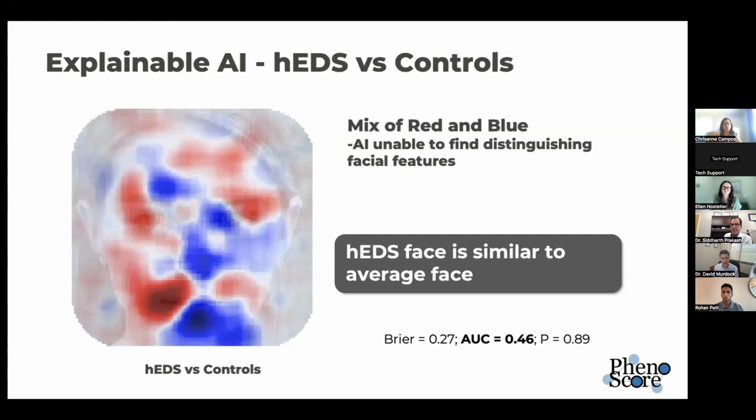And when we compare HEDS to the controls or general population, we see that essentially the AI model is not really able to distinguish the difference, which suggests that the typical HEDS face is very similar to the overall average face in the general population.